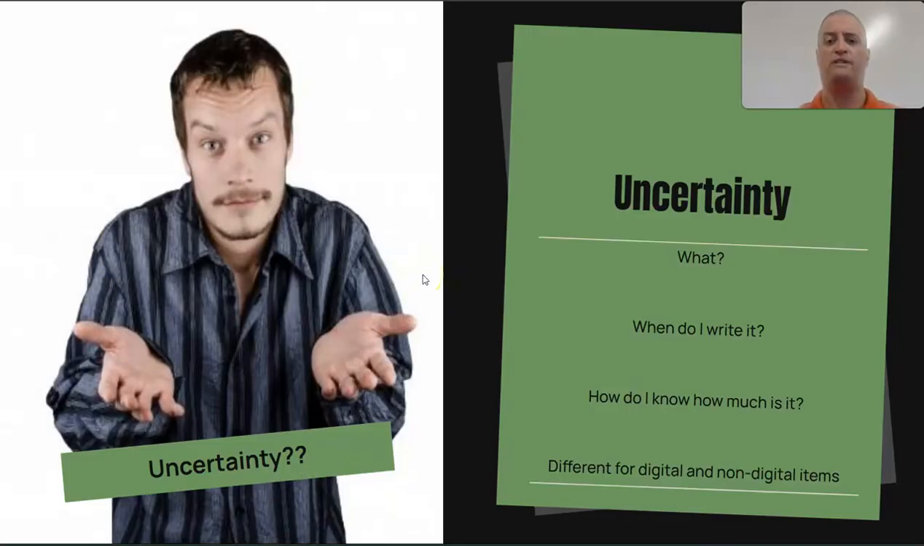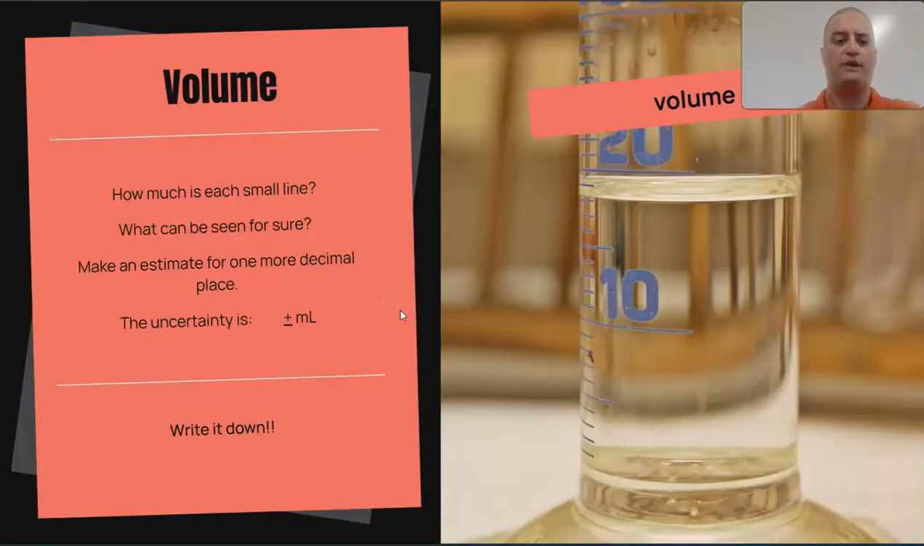Let's take a look at a few examples. So for volume, we need to look at what we have for each of these. So how much is each of the smallest lines? So I see it goes from 10 to 20 with 10 lines. So each small line is 1 milliliter. What can I see for sure? Well, I can see it's at least 18, so that's what I'd know for sure. Make an estimate for one more decimal place. It looks a little over, so let's call it 18.1.